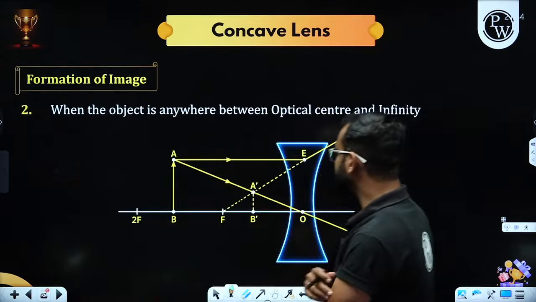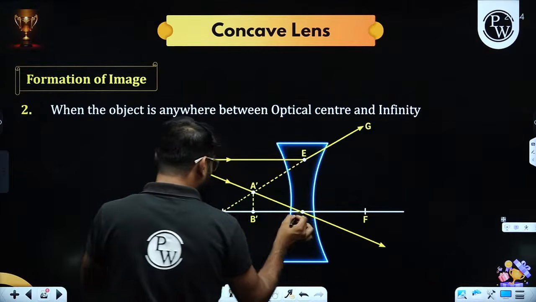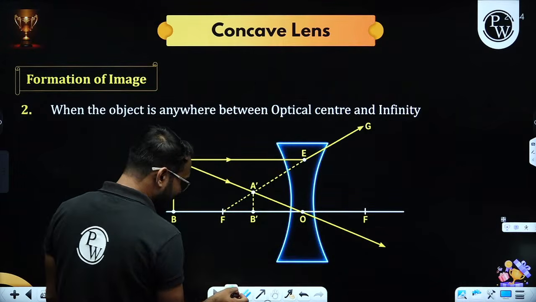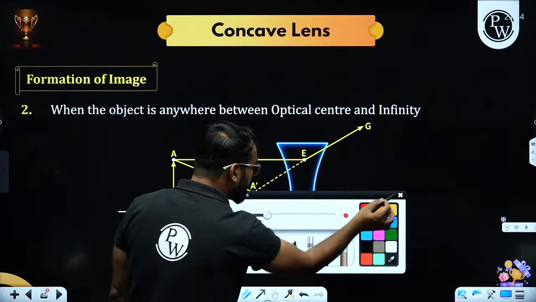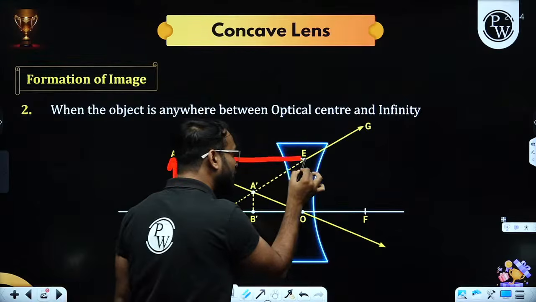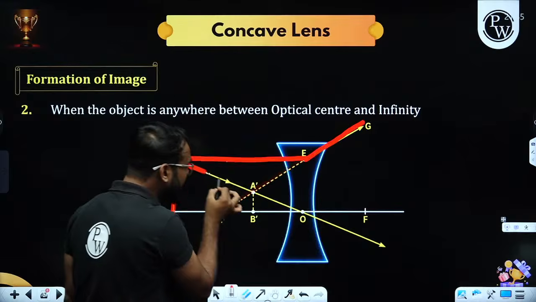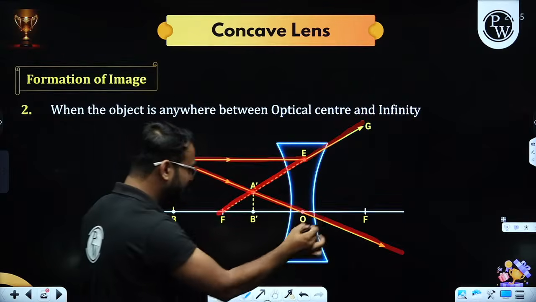Fine. And the last case, when the object is placed anywhere between optical center and infinity. So what will you observe? If I keep the object over here, the ray parallel to the principal axis appears to meet at focus, and the light ray which is passing through the optical center will go straight.